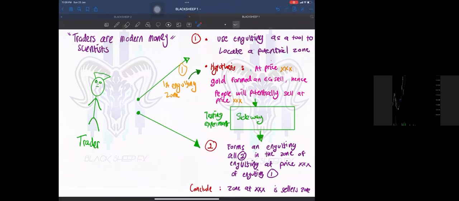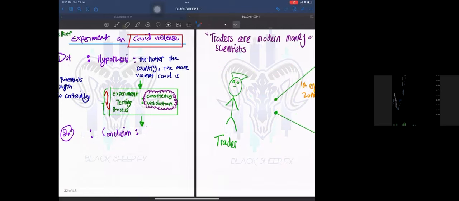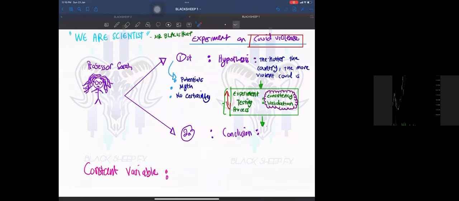So after you have done your hypothesis and you have waited for the testing of the experiment, which is sideways, then you wait for engulfing number two to happen in the zone of engulfing number one. Only then can you conclude whether there's a seller or a buyer. So this is the overview of why we need engulfing and engulfing for step one. For everyone clear, I'm not even teaching you anything yet. I'm just trying to get the logic and the importance of this concept into your mind first. Because as a scientist, we want to be the best scientist. So this is the flow to become the best scientist in conducting any experiment.